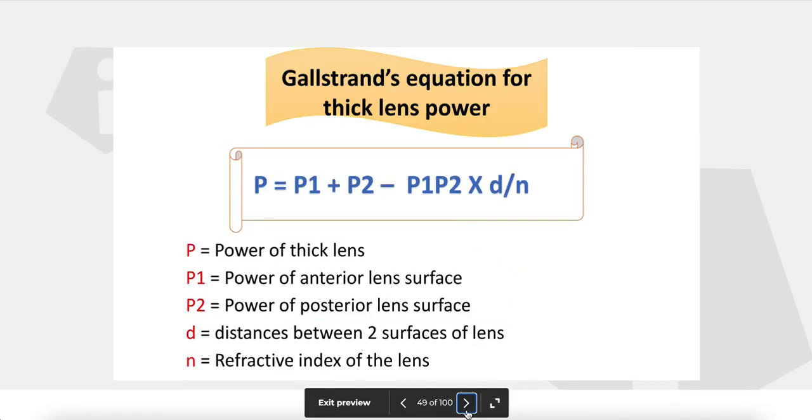But there is another formula called Gullstrand's equation for thick lens power, in which the power of the lens is equal to the power of the anterior surface plus the power of the posterior surface, minus the power of the anterior surface multiplied by the power of the posterior surface, multiplied by the distance between the two surfaces of the lens, which is the thickness of the lens, divided by the refractive index of the lens.